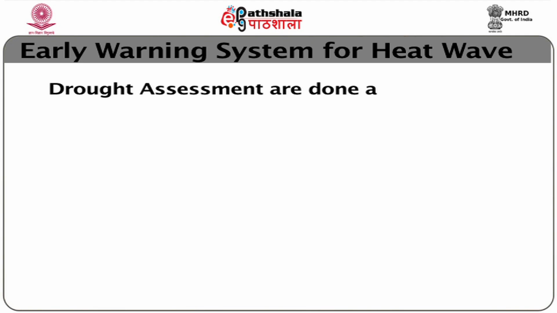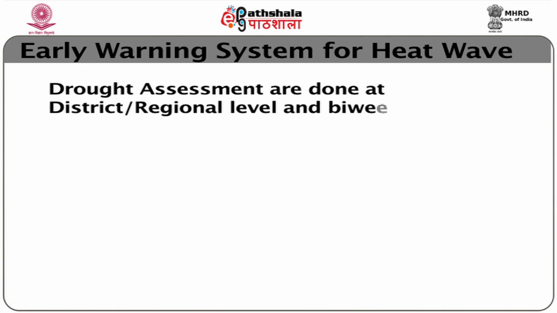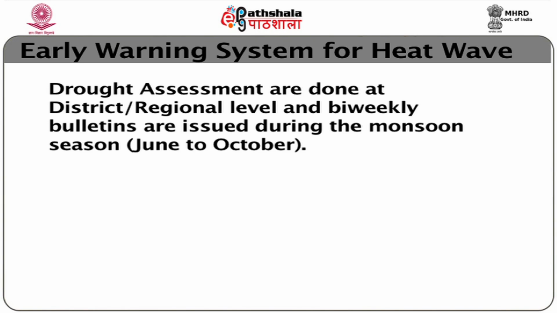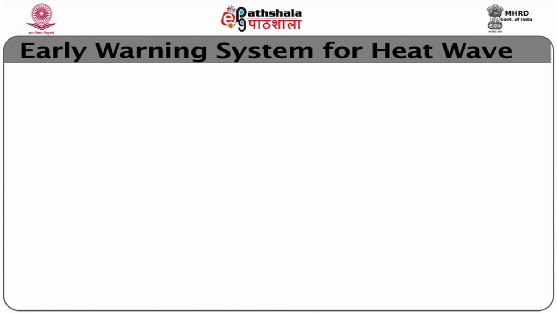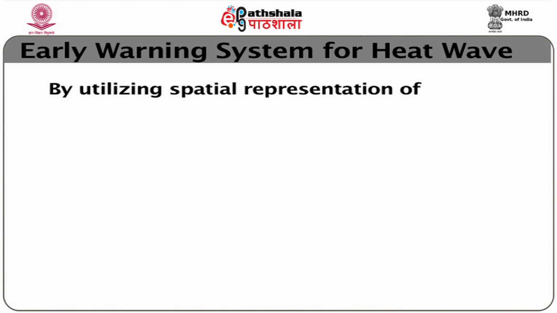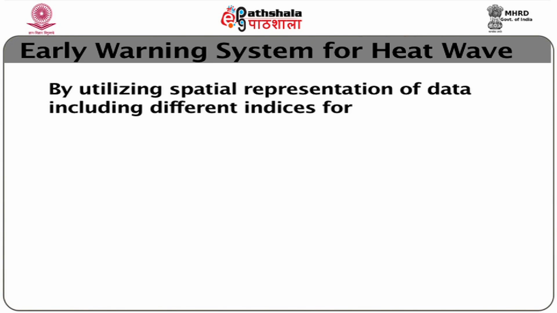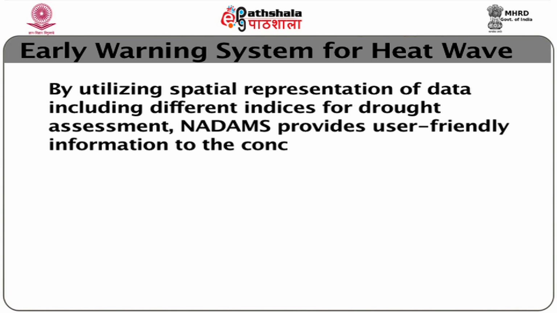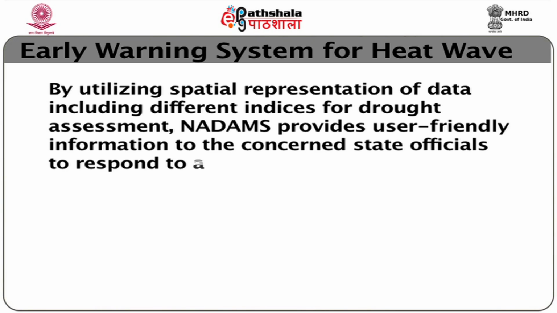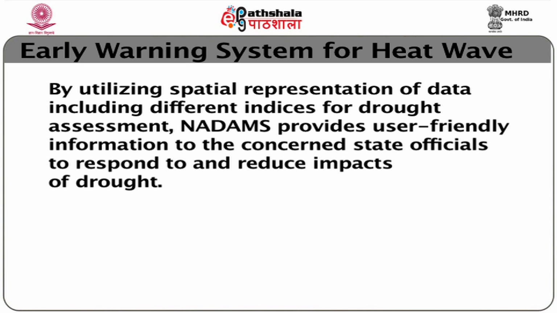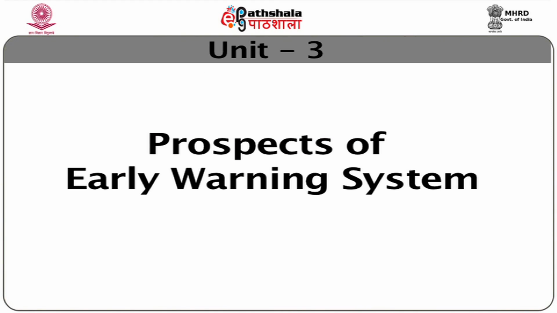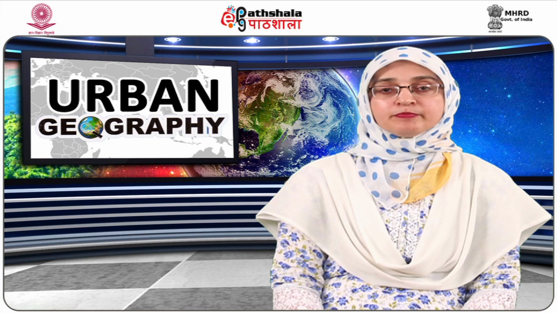Drought assessments are done at district or regional level, and bi-weekly bulletins are issued during the monsoon season, that is from June to October. By utilizing a spatial representation of data including different indices for drought assessment, NADAMS provides user-friendly information to the concerned state officials to respond to and reduce impacts of drought. Now, the third section of this module is prospects of early warning system.